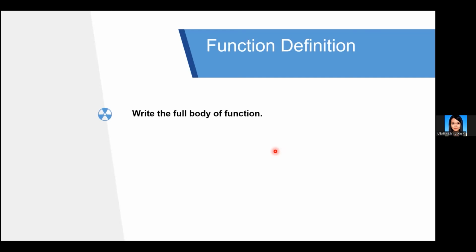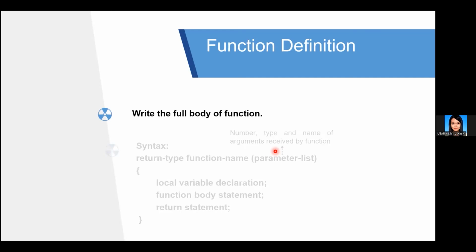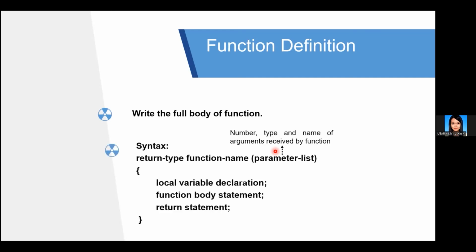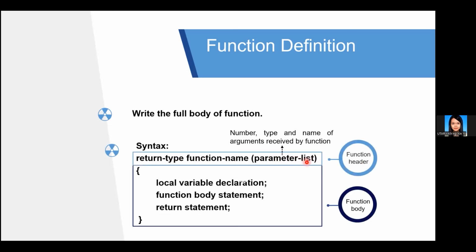Okay, and then we look at the general syntax used to define the function. There are three things that you have to include here: the return type, the function name, and also the parameter list. This is what we call the function header. For a function definition, you have to include the function header, these three things, as well as the function body. So we will look at it one by one. If you look at the function header here, actually, this is something similar to your function declaration.